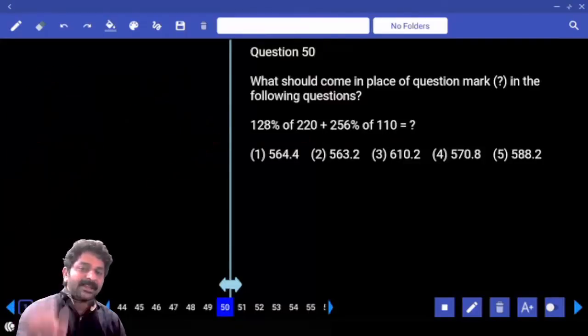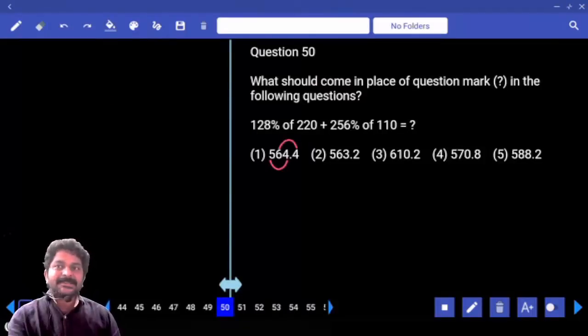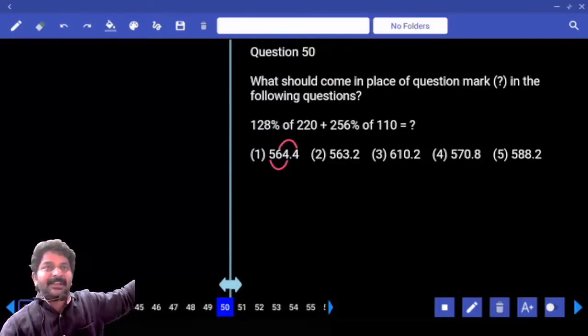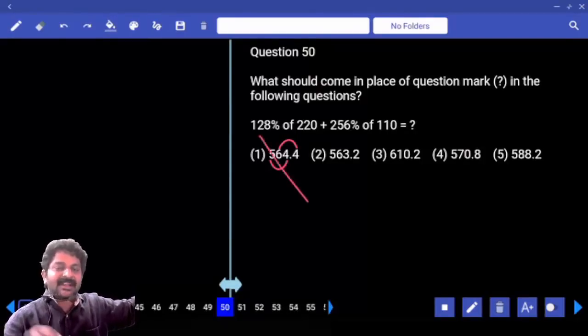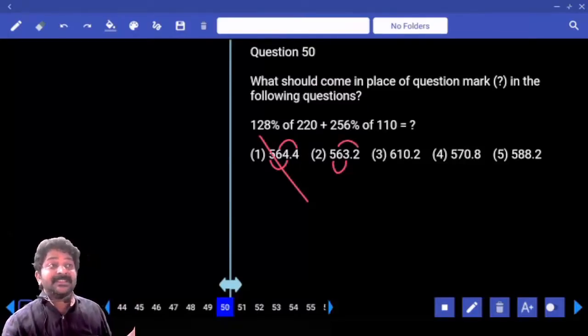Right. What is the 11 multiplication rule? Alternate number sum, the difference must be 0 or an 11 multiple. 5 plus 4, 6 plus 4. Difference, this is not an 11 multiple. Next, 5 plus 3, 6 plus 2. Difference, that is an 11 multiple. This may be your answer.